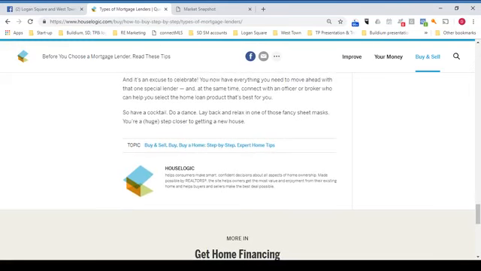You now have everything you need to move ahead with that one special lender and at the same time connect with an officer or broker who can help you select the home loan product that's best for you. So, have a cocktail, do a dance, lay back, and relax in one of those fancy sheet masks. You're a huge step closer to getting a new house.